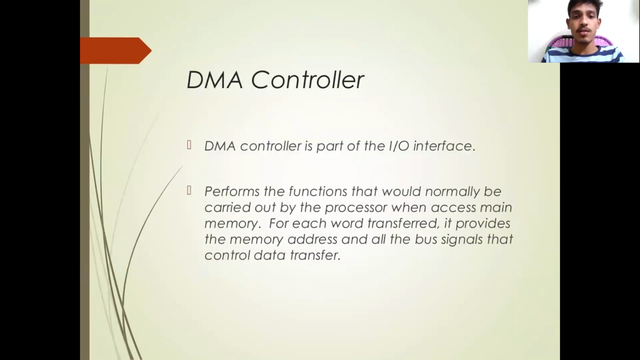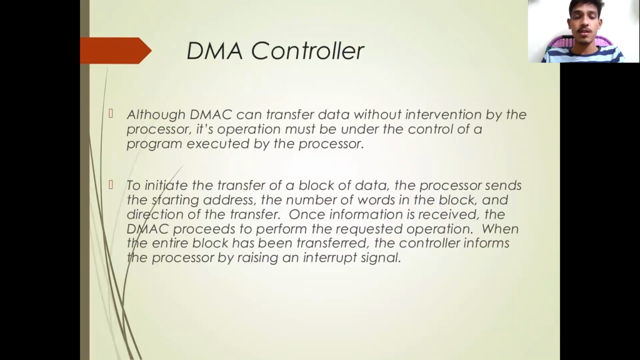DMA controller. What is a DMA controller? The DMA controller is a part of the IO interface and performs the function that would normally be carried out by the processor when accessing main memory. For each word transferred, it provides the memory address and all the bus signals that control data transfer. Although the DMA controller can transfer data without intervention by the processor, its operation must be under the control of a program executed by the processor.